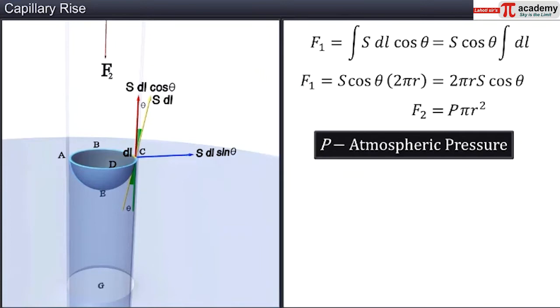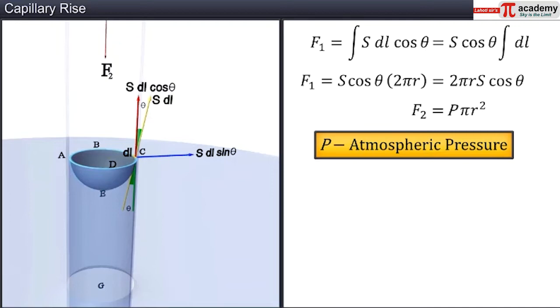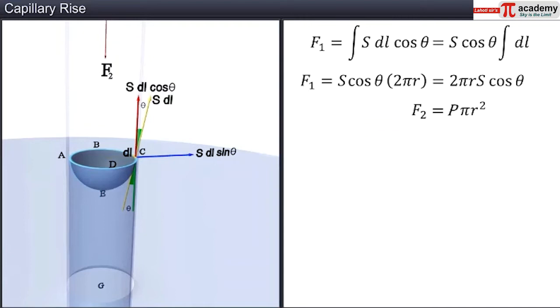The pressure at point G in the tube is also equal to atmospheric pressure, as the point lies in the same horizontal plane as the surface of the liquid outside the capillary tube. Therefore, the force due to the pressure of the liquid below point G, which is F3, is also equal to P into pi r square. But this acts vertically upwards. As the magnitudes of forces F2 and F3 are equal and their directions are opposite to each other, they get cancelled.